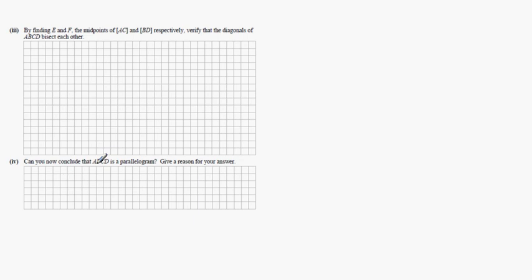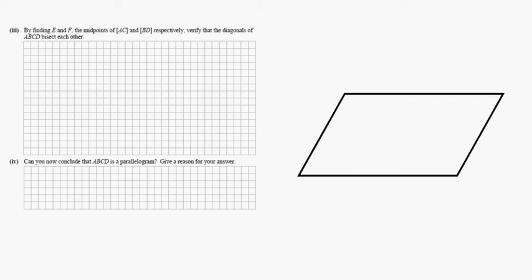Can you conclude that ABCD is a parallelogram? Give a reason for your answer. Is it definitely a parallelogram? It is a parallelogram because the diagonals of the quadrilateral bisect each other. Okay? So in a parallelogram, when you draw one diagonal and then the second diagonal and join them together, you end up getting a common point in the middle where they bisect each other.